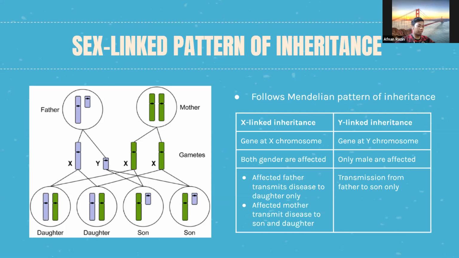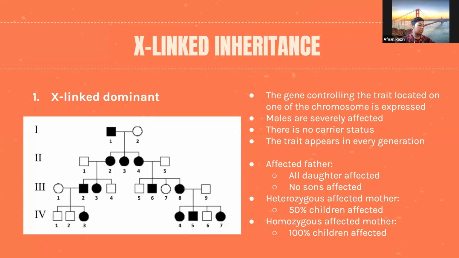Both genders are affected in X-linked inheritance, and only males are affected in Y-linked inheritance because of the presence of the Y chromosome. For X-linked inheritance, usually the affected father will transmit the disease to daughters only, and the affected mother transmits the disease to sons and daughters. While for Y-linked inheritance, the transmission only occurs from father to son, but this Y-linked inheritance is extremely rare. So for X-linked inheritance, there are X-linked dominant and X-linked recessive.